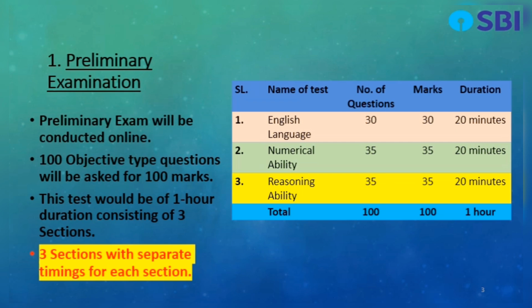For English language, number of questions is 30, marks 30, time allotted is 20 minutes. For numerical ability, number of questions is 35, marks 35, duration is 20 minutes. For reasoning ability, number of questions is 35, marks 35, duration is 20 minutes. For overall, number of questions 100, marks 100, duration is 1 hour.